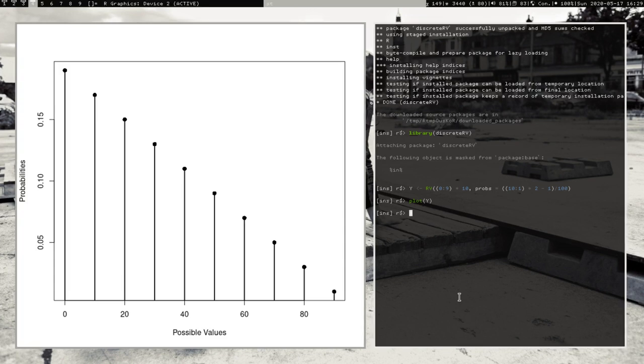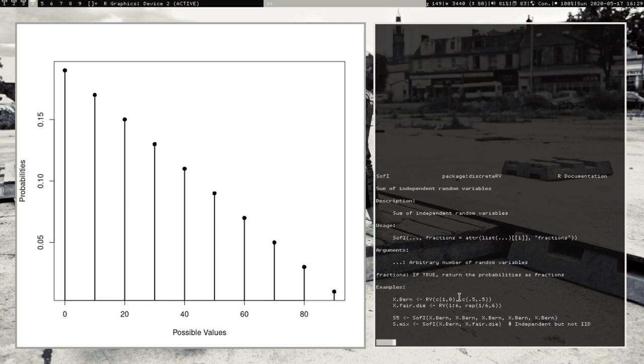Next, we'll create a random variable x. Oh, wait. I don't think this is necessarily going to work. We need S of... So we're going to need that function. So how exactly does this function work?